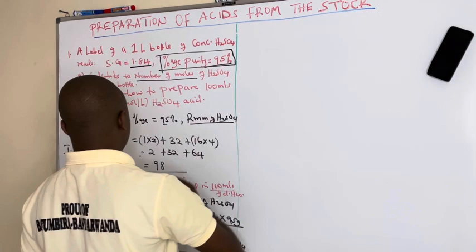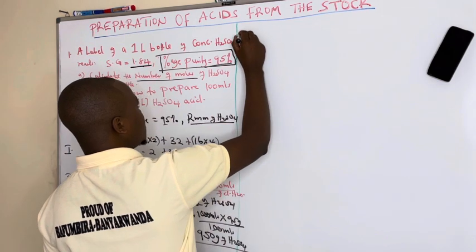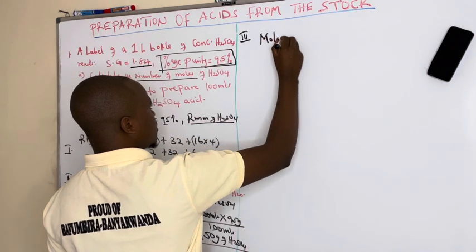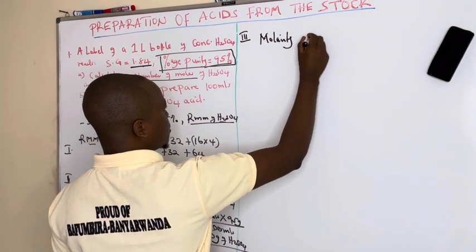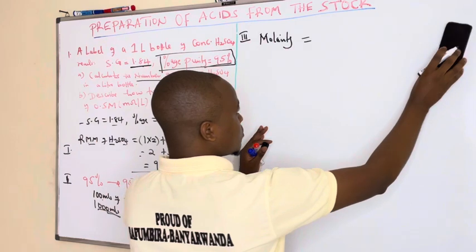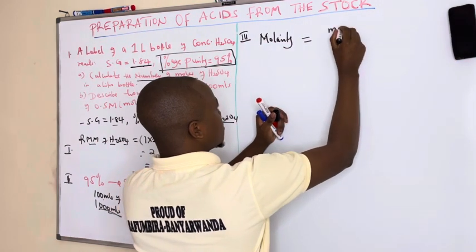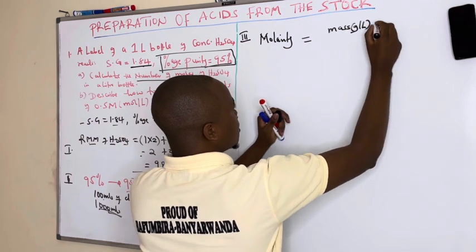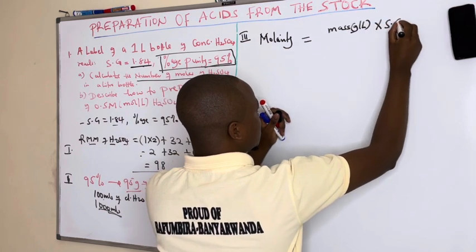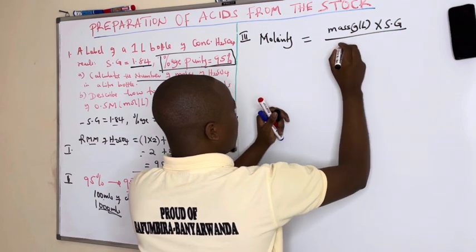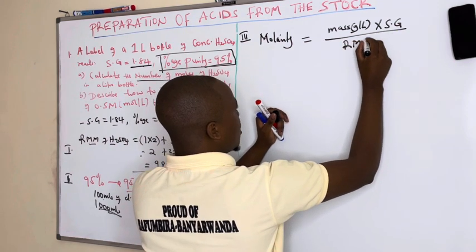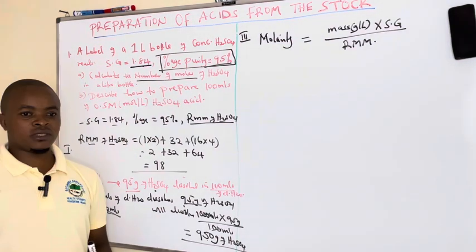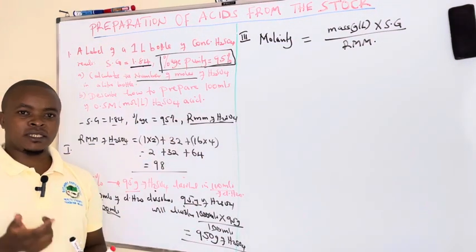So after seeing this, we now have to calculate the molarity, which is step number 3. The molarity is equal to mass, and this mass should be in grams per liter, times the specific gravity of that acid, and you divide by the relative molecular mass of the acid given. So that is the formula we use for both molarity and normality.